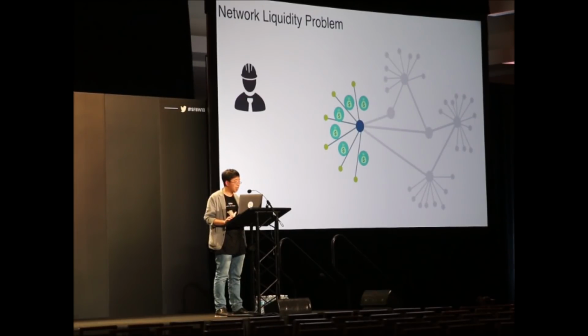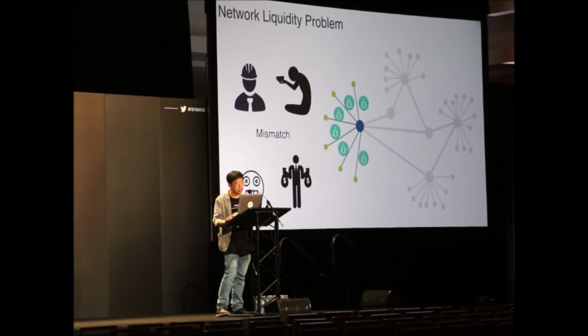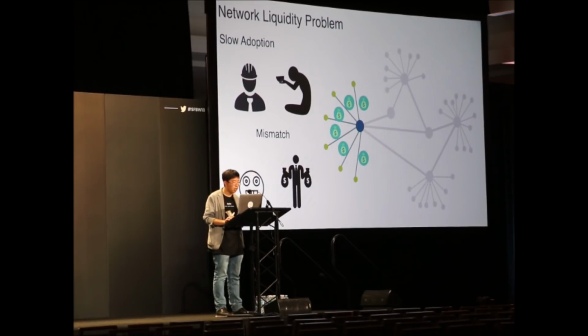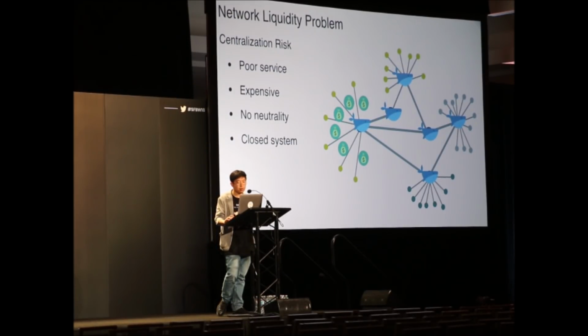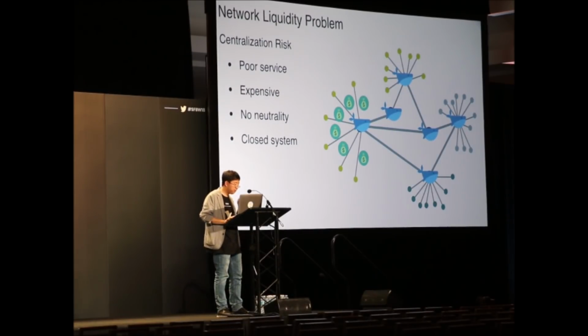So this problem is quite challenging because many people who have the capability to run a reliable off-chain service infrastructure may not have enough liquidity to do so. For people who have enough liquidity, they may not have the business interest or the technical capability to run that service. And that mismatch is actually causing a very slow adoption of this entire architecture. And finally, what this is going to result in is a huge centralization risk, where poor service, and very expensive service, is going to happen as a result. There's no neutrality, a strong possibility of censorship, and a very closed system for evolution. So we need to solve that problem.